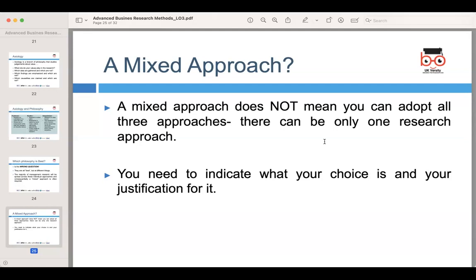So the answer is both yes and no. While it is true that researchers can sometimes integrate elements from different approaches into their studies, it is essential to note that a mixed approach does not mean adopting all three approaches simultaneously. Instead, it involves carefully selecting and incorporating elements from different approaches based on the research objectives and the nature of the study.